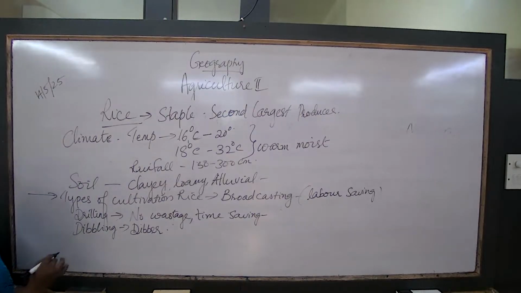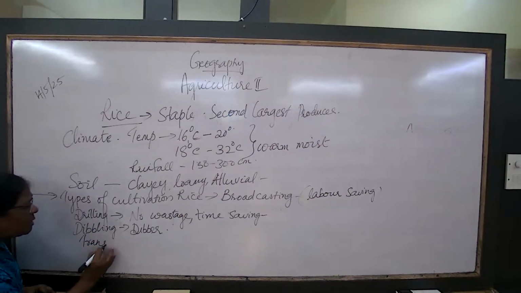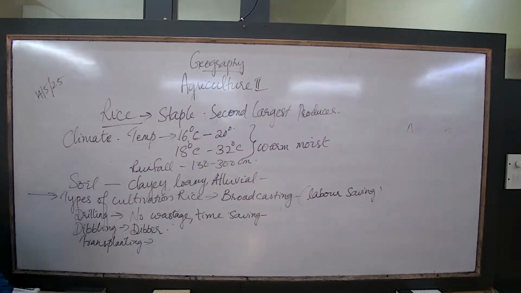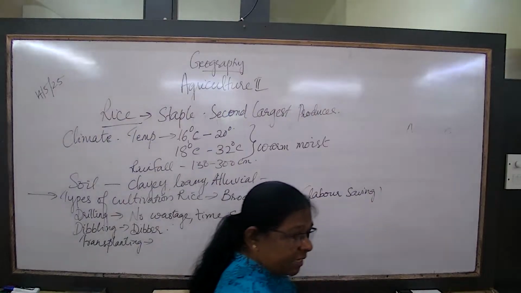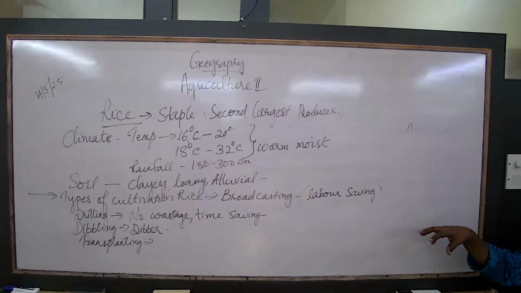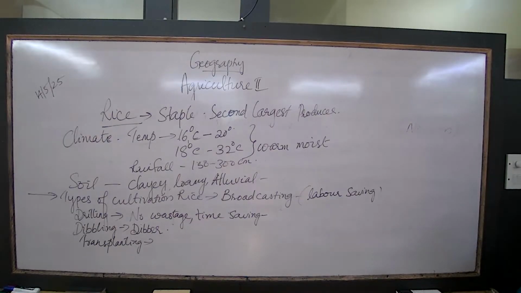Next method is transplanting. That is the common method used. What is transplanting? The seeds are reared in a nursery and transplanted. See, in a nursery, it is planted, means seeds are sown. From the nursery, after 2 weeks, it is plucked and planted in the field which is ready. Yes. That is called transplanting.